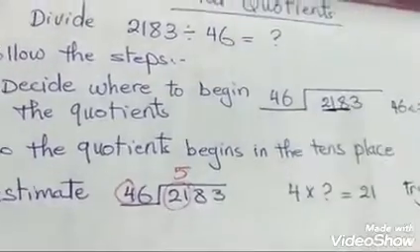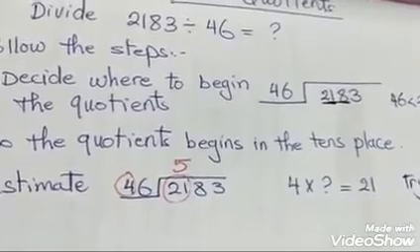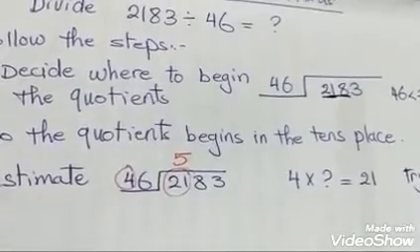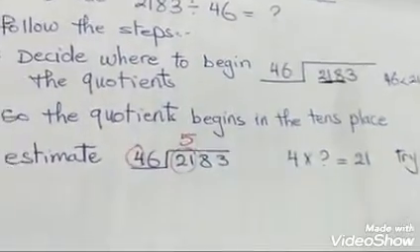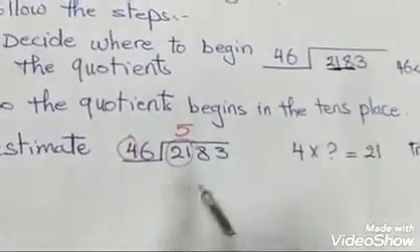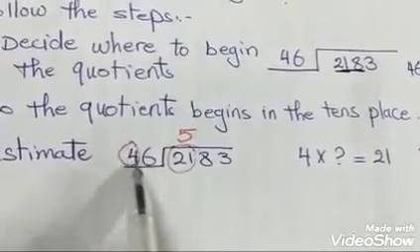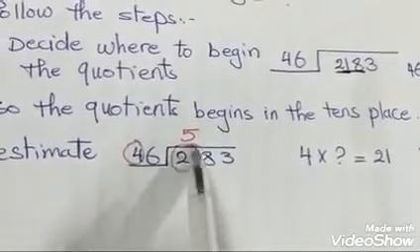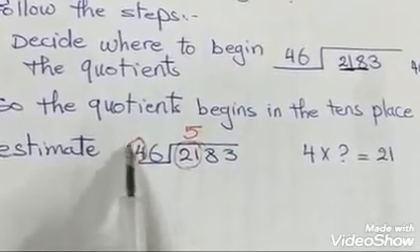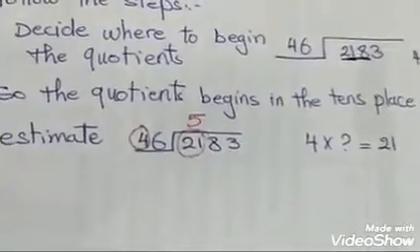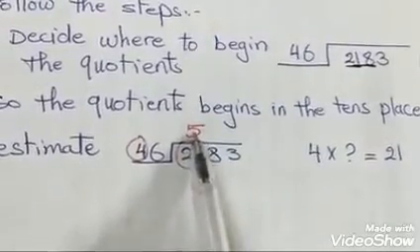Okay, so this can be divided by 46. So the quotient begins in the tens place. Now I have to estimate. First, I will have the 21 divided by 4. I have 2-digit numbers, 2 divided by the tens digit. 21 divided by 4, it will have 5.